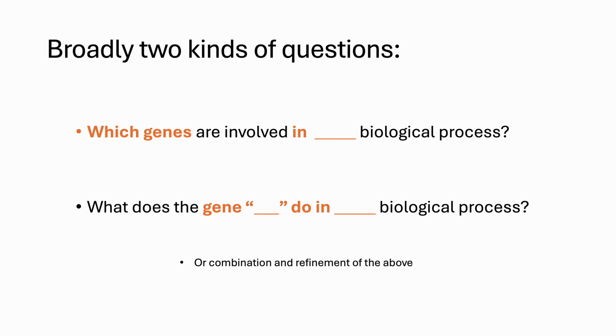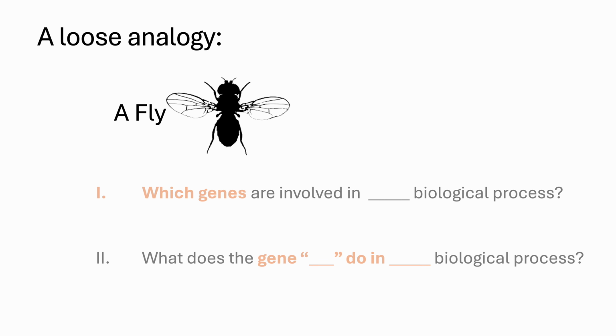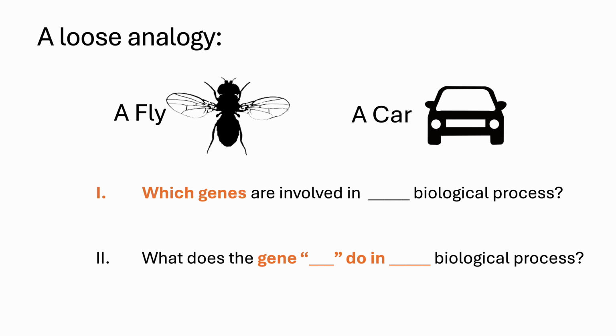Now, the broad experimental strategy of finding out how any part of any system works is to remove it, see what goes wrong, put it back, and then show that with that part, the system comes back to the way it was. That says that that part was responsible for that thing that went wrong. So a loose analogy that one can use to a fly and these two questions that we just framed would be a car. So if I wanted to find out what a steering wheel does, I remove the steering wheel and see how the car goes differently.